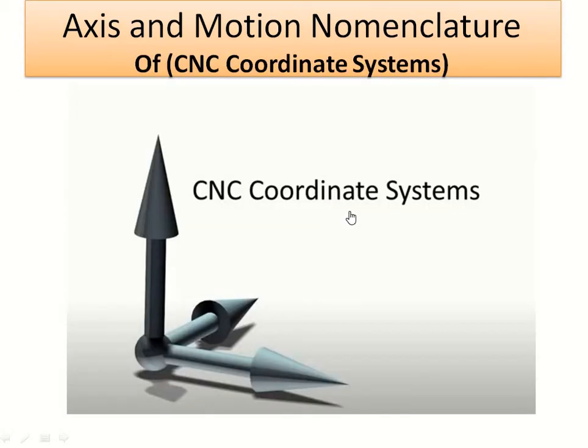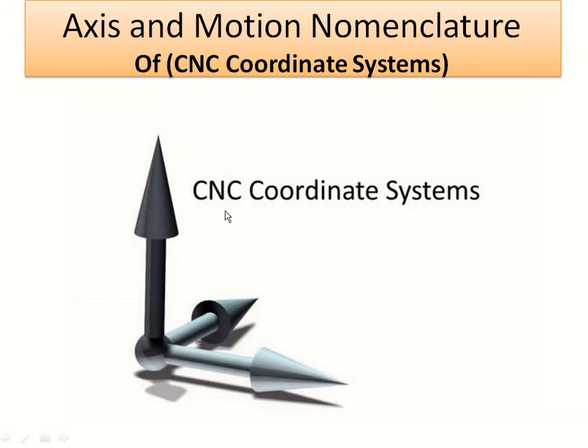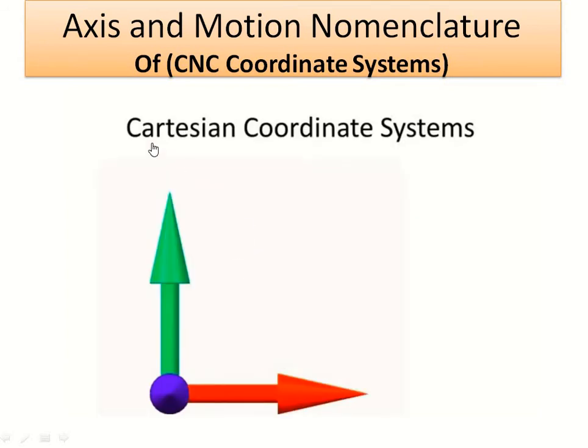The next topic is axis and motion nomenclature for the CNC coordinate system. We can see it through the animation. For the regular 2D plane in the Cartesian coordinate system, we can see only two axes, that is the x and y. We cannot see the z axis in a 2D plane.